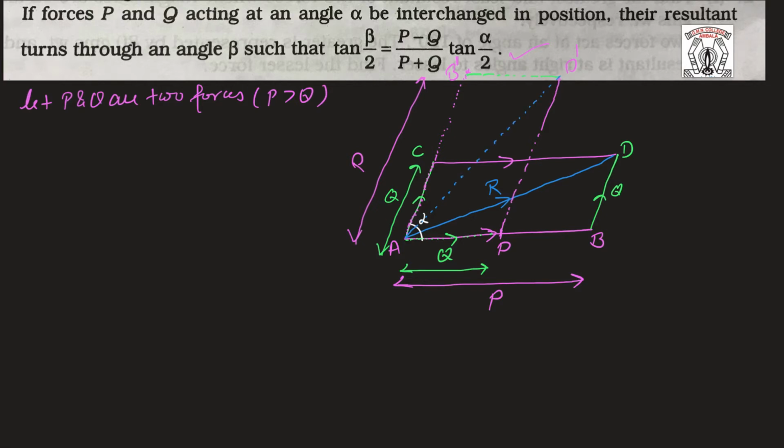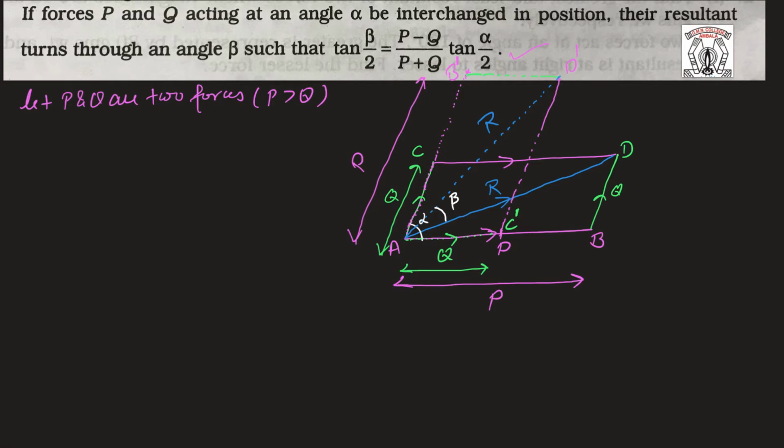This is the resultant, and the resultant will remain the same. So here you see the resultant, this one and this one are both in different positions. So the new resultant has turned through an angle beta. This is given in the statement. So if I say this angle is beta, and if here is C, this will be C dash. So let me write this point as C dash.